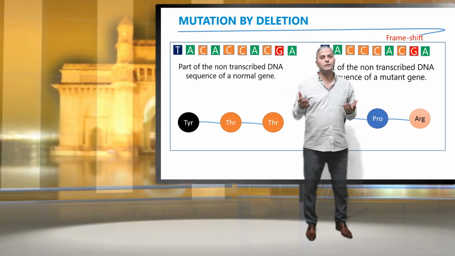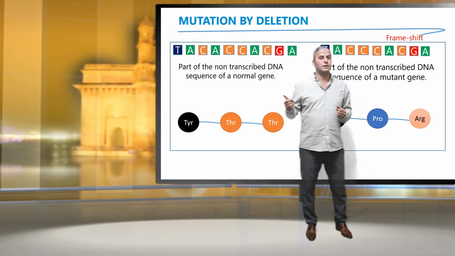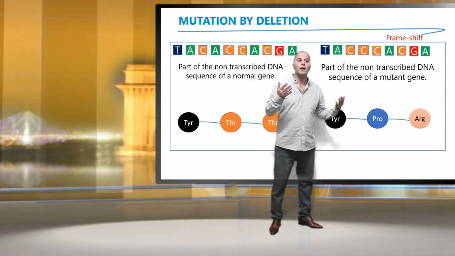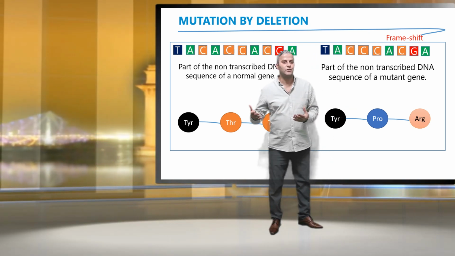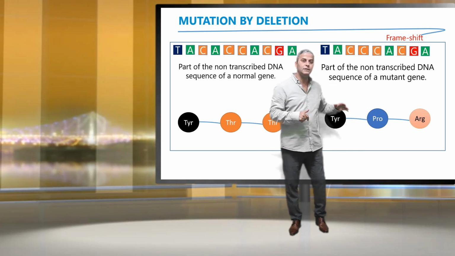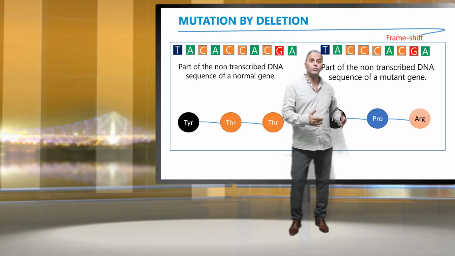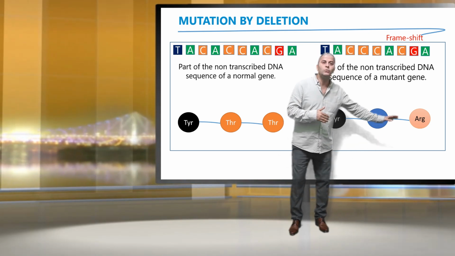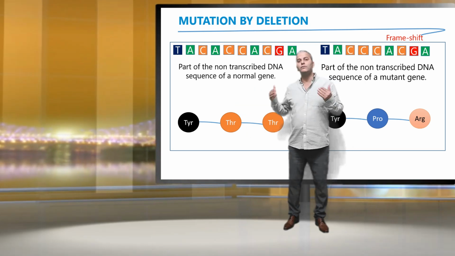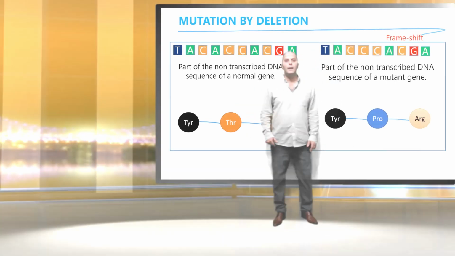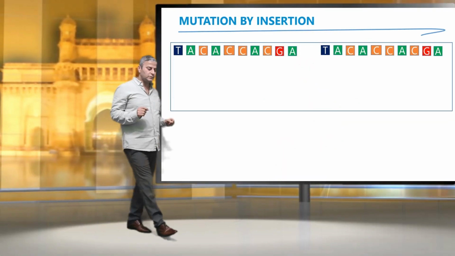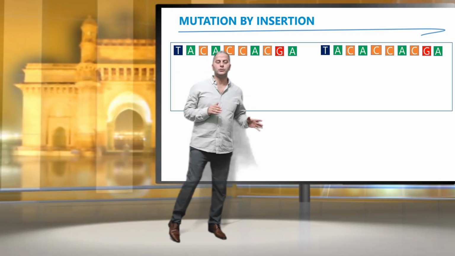a triplet of nucleotides is read as a codon. If a single nucleotide is deleted, the triplet grouping will be disrupted. And as a result, all the amino acids situated after the site of mutation will or may be changed. As you see here, after the site of mutation we have threonine, and here we have proline and arginine.